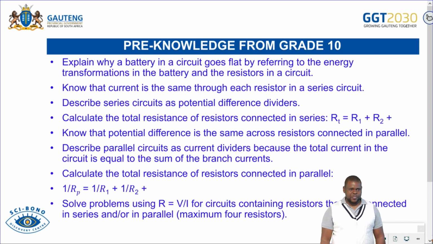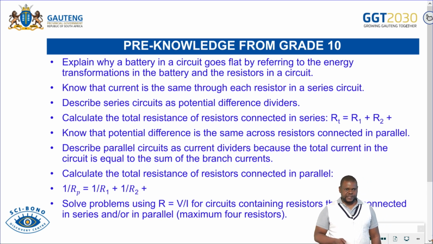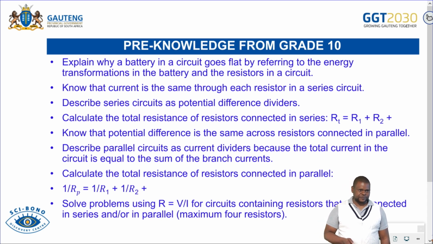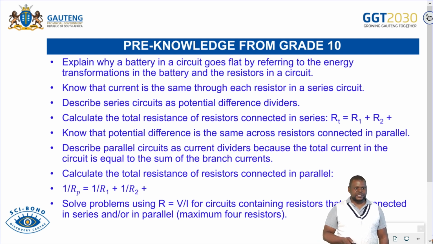Explain why a battery in a circuit goes flat by referring to the energy transformation in the battery and the resistors in a circuit. Know that the current is the same through each resistor in a series circuit. Describe the series circuit as a potential difference divider. Calculate the total resistance of resistors connected in series. The formula that you're going to use is RT equals R1 plus R2.